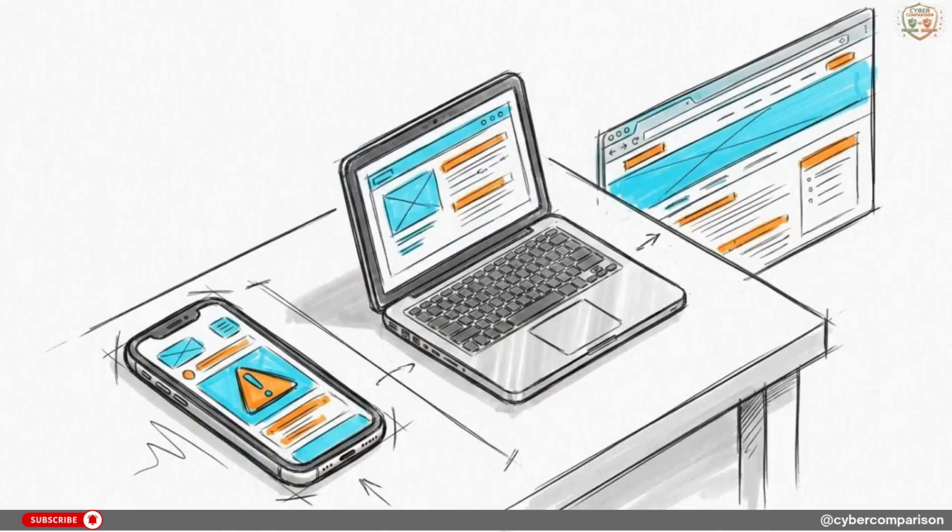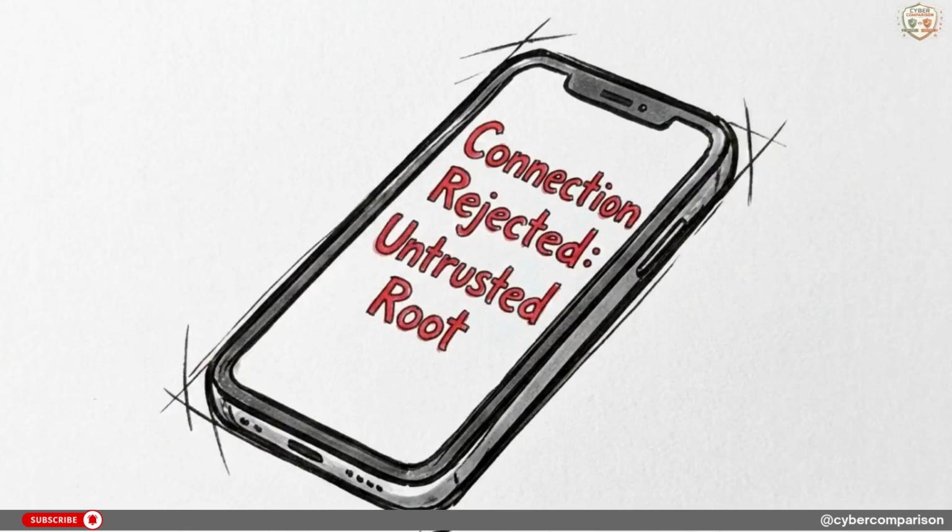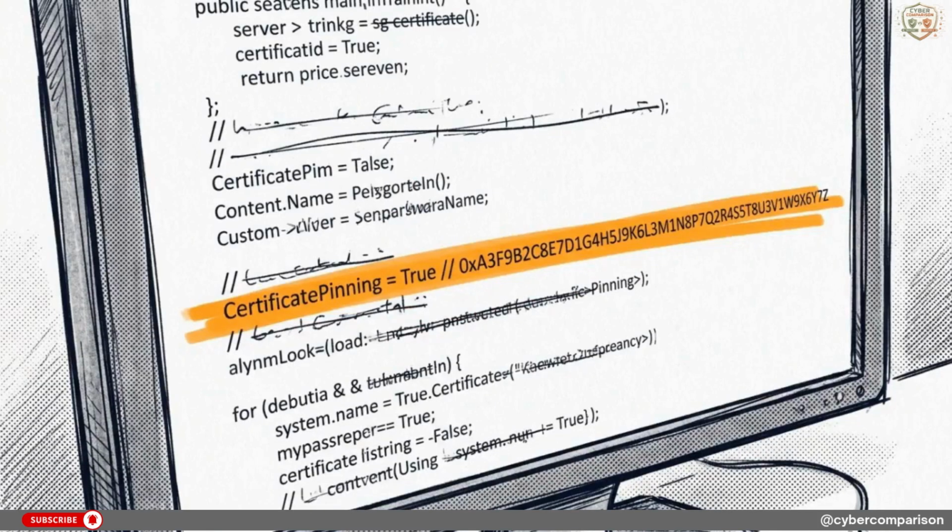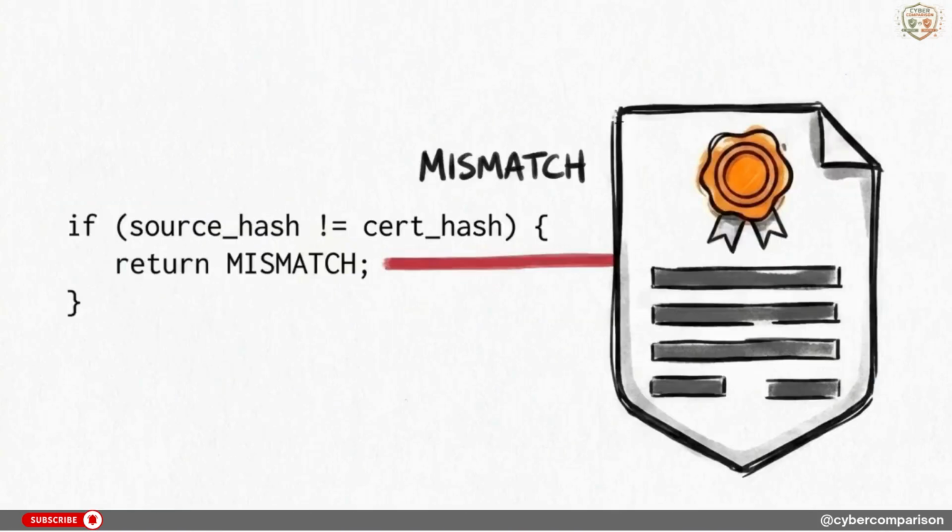The visibility problem expands when we move away from web browsers and look at native desktop and mobile applications. These apps do not rely on standard web trust stores. They use their own rigid authentication rules. Their primary defense mechanism is called certificate pinning. The application is hard-coded to trust only one specific, predefined digital certificate, and it actively interrogates any connection attempt.